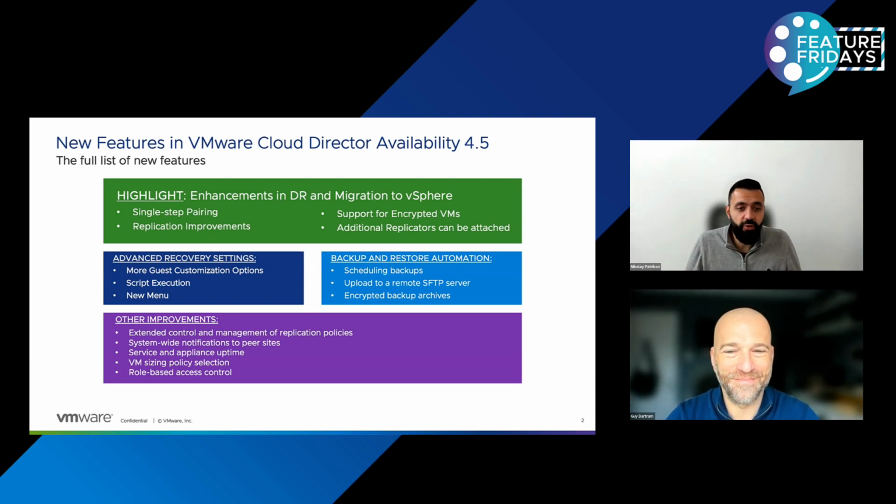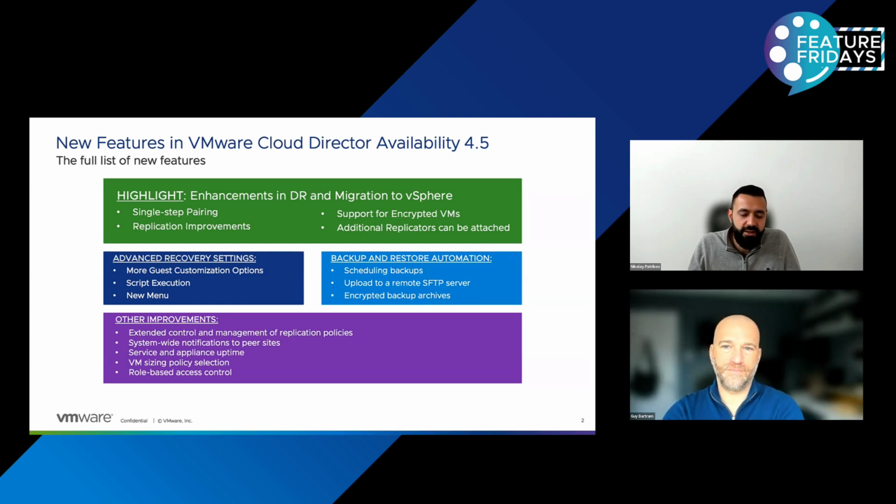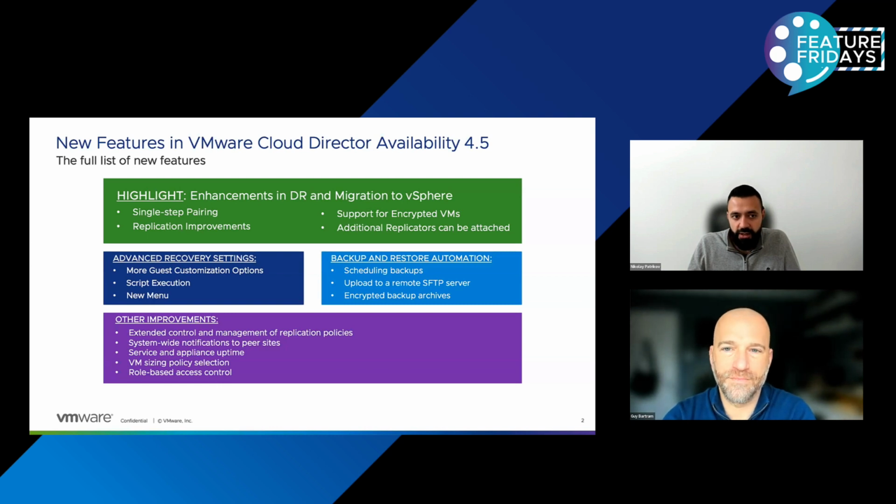Okay, so what we have, again, as with 4.4, we had a major focus on vSphere DRM migration. Now we are enhancing it, adding some major improvements. The first one is the single-step pairing. We have changed the whole pairing mechanism, and now it no longer requires a public endpoint on the on-prem side, on the tenant side, and only the tenant needs to pair to the cloud endpoint.